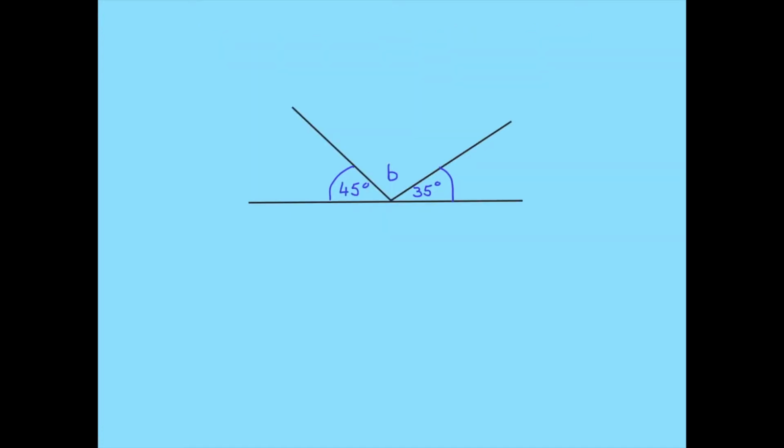Sometimes the straight angle is split into more than two sections. So here we've got this angle that's 35 degrees, this angle that's 45 degrees, and we want to find the size of the missing angle B. Again, we need to use the fact that all of these angles on the straight line add up to 180 degrees. First of all, we'll add together 45 degrees and 35 degrees. That gives us 80 degrees. Then we'll just take that away from 180. So B must equal 100 degrees.